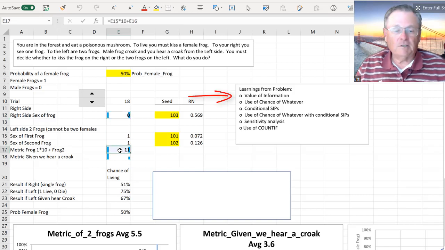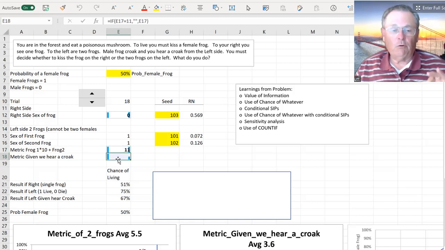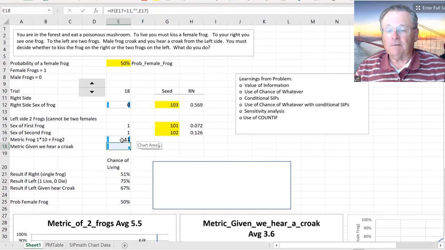Now, there's a little trick here to solving this problem, because this is really a value of information problem. And we're going to see how to use the chance of function in SIPmath to get some of these probabilities. So given this metric, I now want to understand if I hear a croak, that means there cannot be two female frogs. So what I'm going to do is say, if this metric is equal to 11, I'm going to blank it out. Otherwise, I will use this metric.